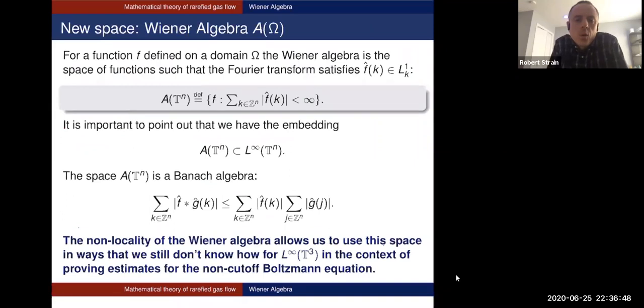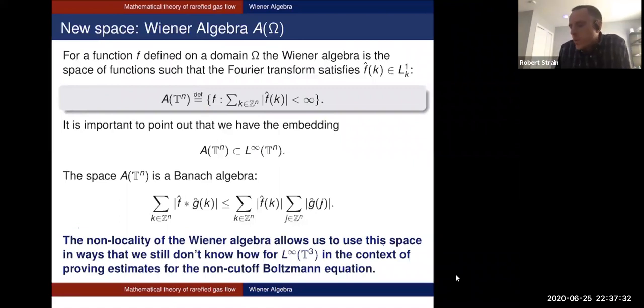Okay, so what I want to explain today is a new space, not a new space in mathematics, but a new space used in the Boltzmann equation to study existence theory. For a function f defined on a domain omega, the Wiener algebra is a space of functions such that the Fourier transform is in L1. For example, the Wiener algebra A of Tn on the torus is the set of functions f such that the sum over k in Zn of the absolute value of the Fourier coefficients is finite.